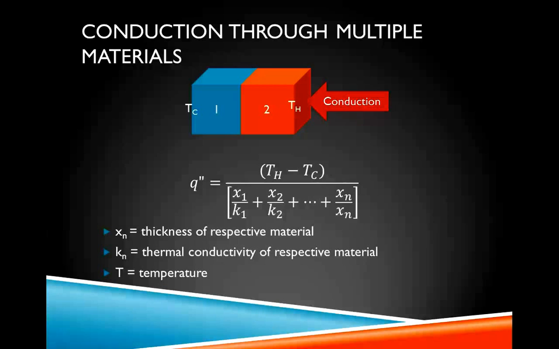When you look at conduction through multiple materials, the heat flux is the same through all of the materials, and so using that assumption, you can create the equation shown that the heat flux is equal to the overall temperature difference over the sum of the thickness of each respective material over its thermal conductivity.